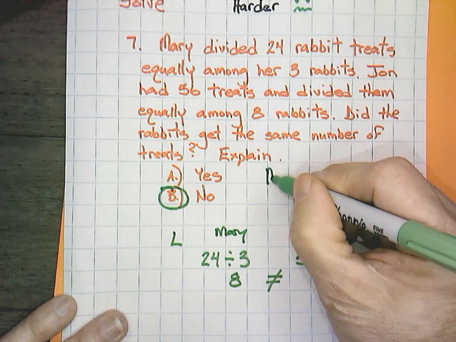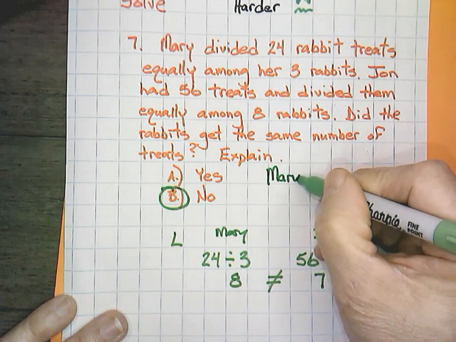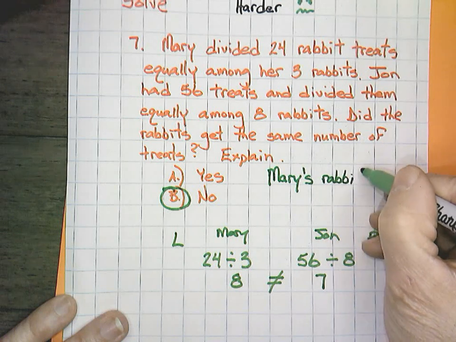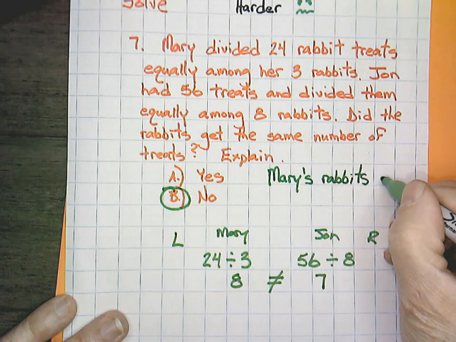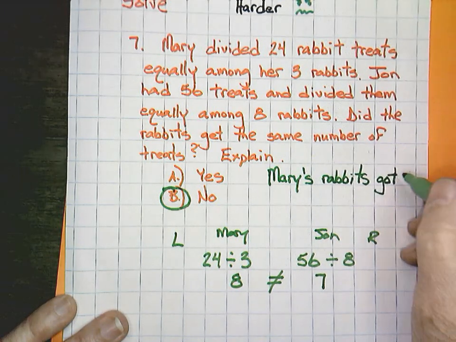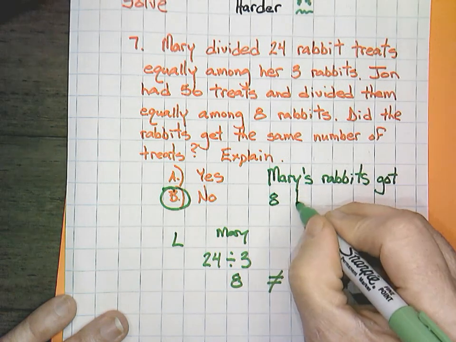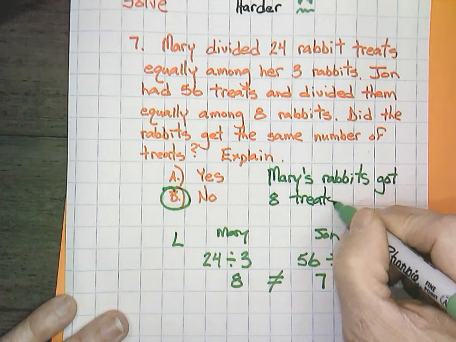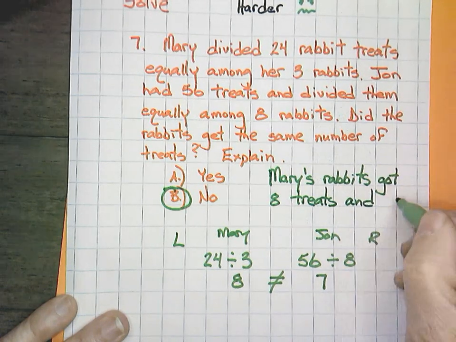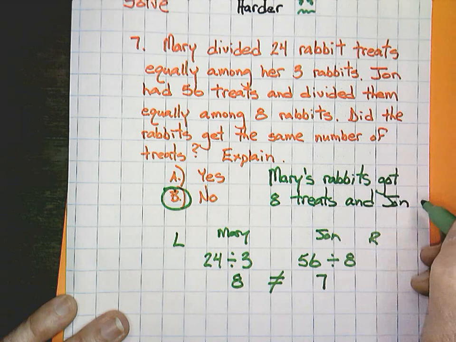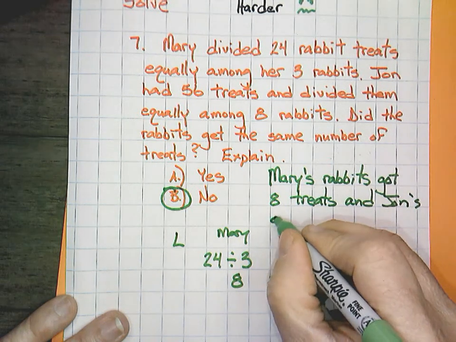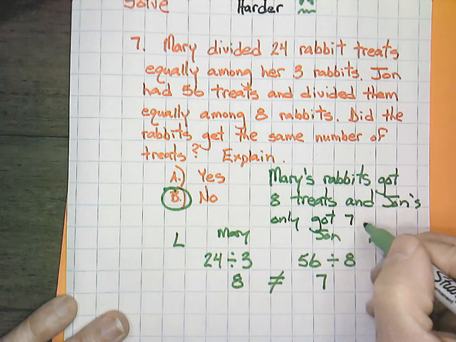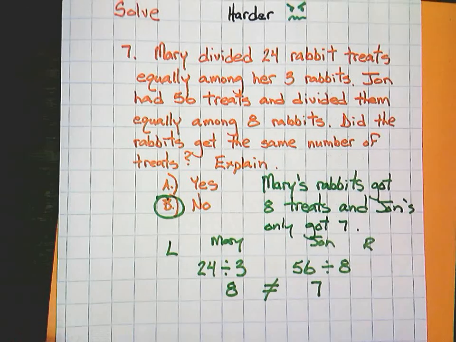You could just say that Mary's rabbits got 8 treats, and John's only got 7 treats.